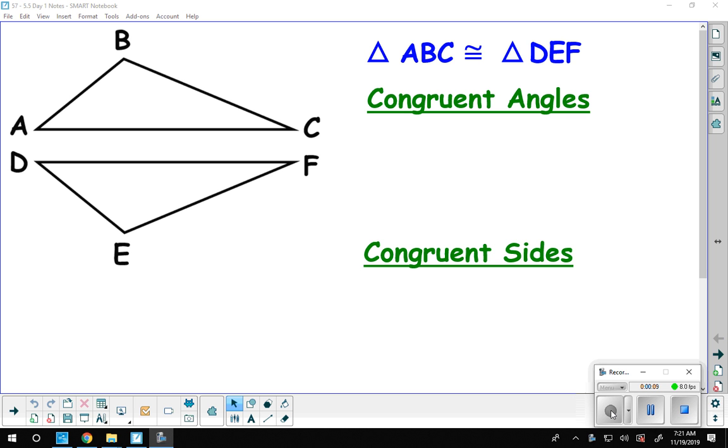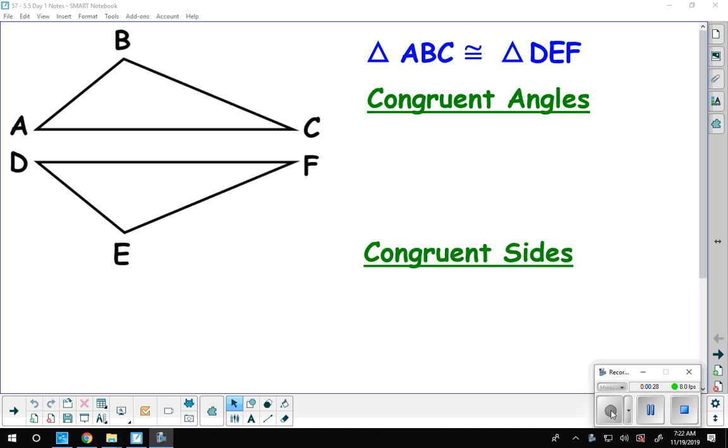CPCTC. So, what does it mean for two triangles to be congruent? It means that they are identical twins, which means that all of the angles are congruent and all of the sides are congruent. When I say all of the angles, I mean all of the corresponding angles.